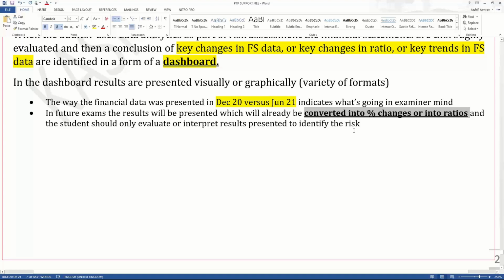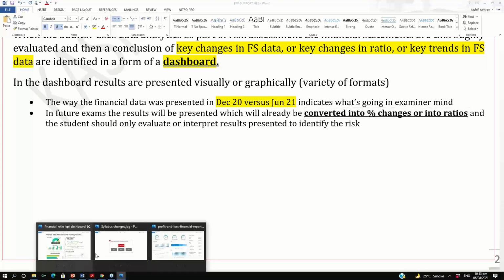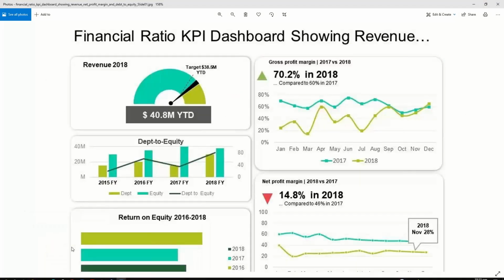But see, this is just the reading of the mind. I might be reading the mind of the examiner in the right manner or the wrong manner. But somewhere in the future exam setting, whether it is September or December, you will be presented with a dashboard. So sooner or later in your AAA paper, you will see something like this, and you need to evaluate the result. Where is the risk? You need to evaluate where something is rising or falling.